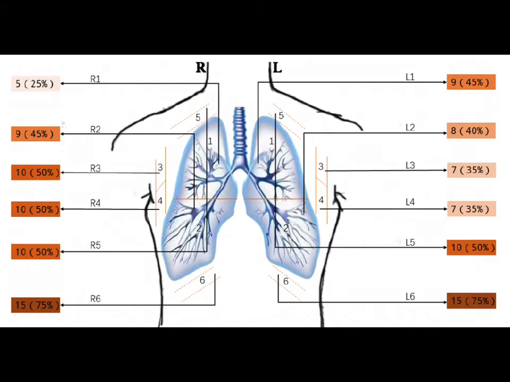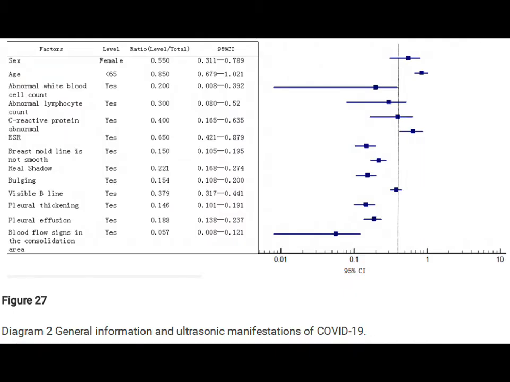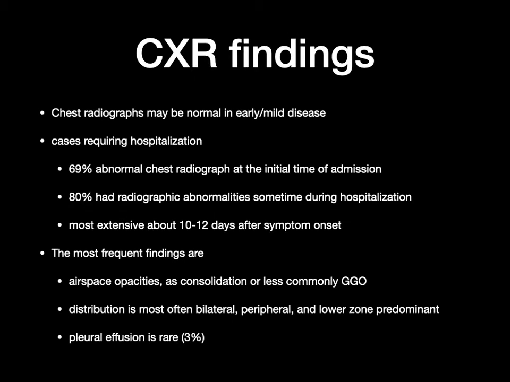Posterior parts of the lung, or the more dependent parts of the lung, are usually more affected. And again, as you see, you have B-line patterns and pleural thickening as one of the most important changes. So I'll give you a summary on radiology findings.